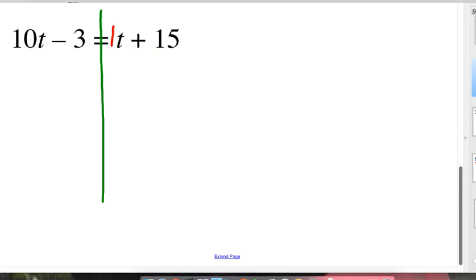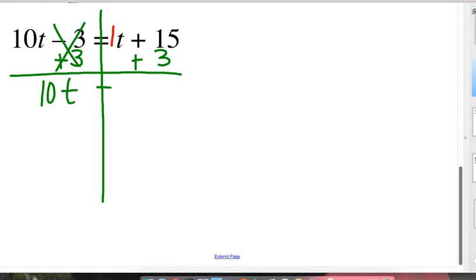So, instead of minus 3, plus 3 on both sides. Now it's gone from the left, and all I have on the left is 10t equals 1t, that hasn't changed, plus 15 plus 3 is plus 18.